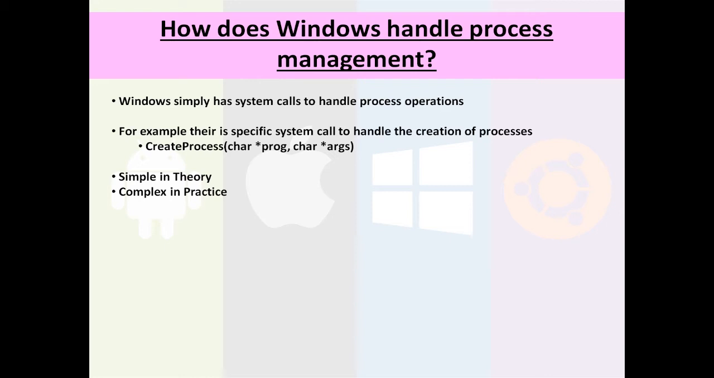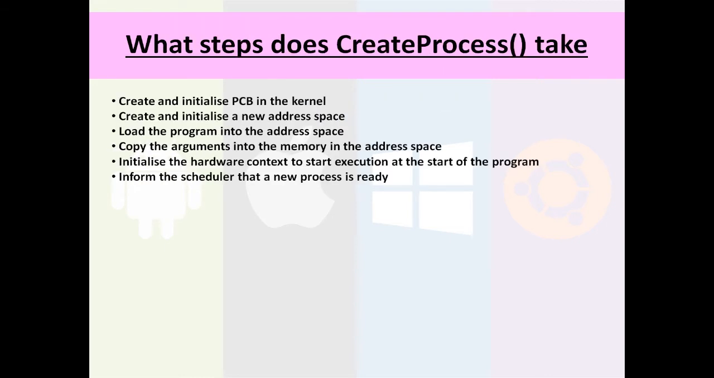I'm not going to go into too much detail because we talked about this last week in terms of the process API, but let's rehash it a little bit. What steps does CreateProcess take? Well, it creates and initializes a PCB in the kernel for this specific process. It creates and initializes a new address space, a space for this process to exist. It loads the program into the address space. It copies the arguments into the memory in the address space. It initializes the hardware context to start execution at the start of the program.